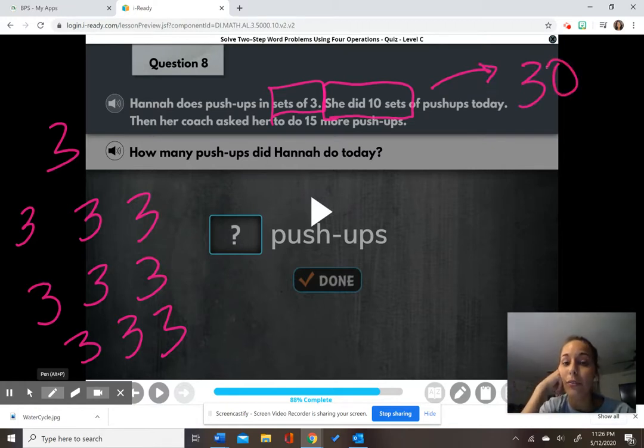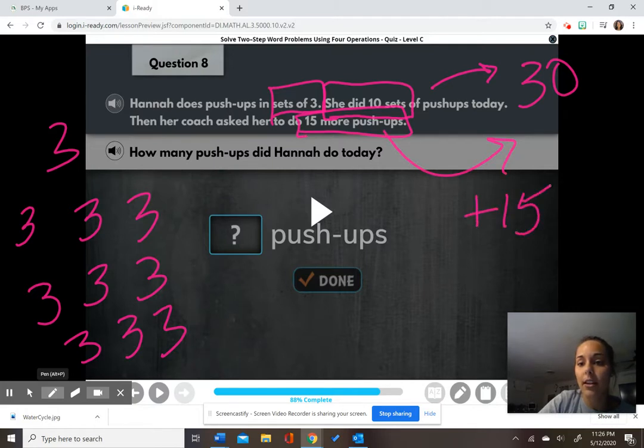Then her coach asked her to do 15 more. So how many total did she do? So she had to do another 15. I'm just adding it. See how that works? So you will just need to take it one step at a time and figure out the relationship between each number. So in this case, it tells me how many sets she did, or how many were in each set, I should say. How many of those she had. So 10 times 3, that's a multiplication relationship because it's how many sets of how many in the group. So it's talking about groups. In this case, it's multiplication. Then you're just adding an extra amount there. So that's it.